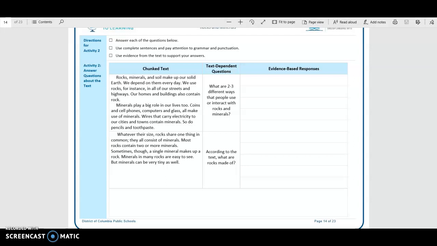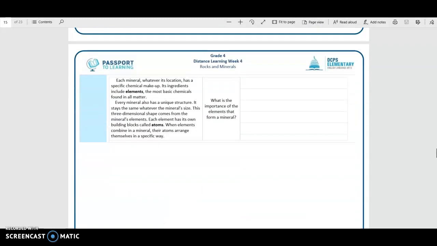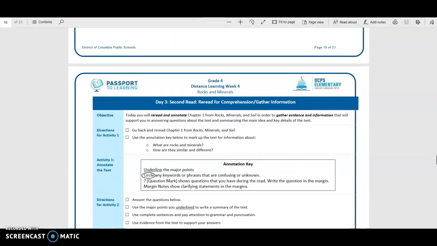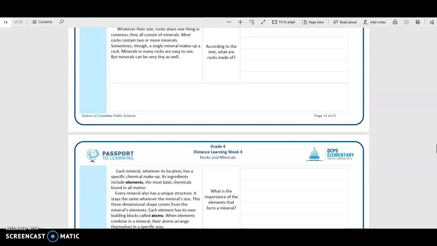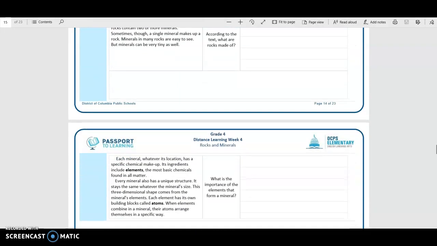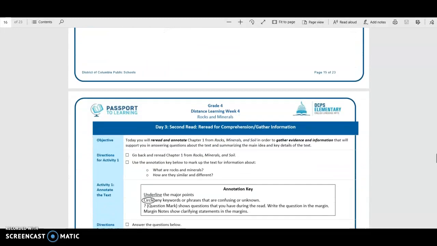The text-dependent question for this chunk of text is, what are 2 to 3 different ways that people use or interact with rocks and minerals? And then you're going to write your answer here. Remember, your answer has to come from the text. It doesn't mean copy directly from the text. You still have to put it in your own words, but it needs to come from the text. And you're going to do that for 1, 2, 3, for those 3 questions.